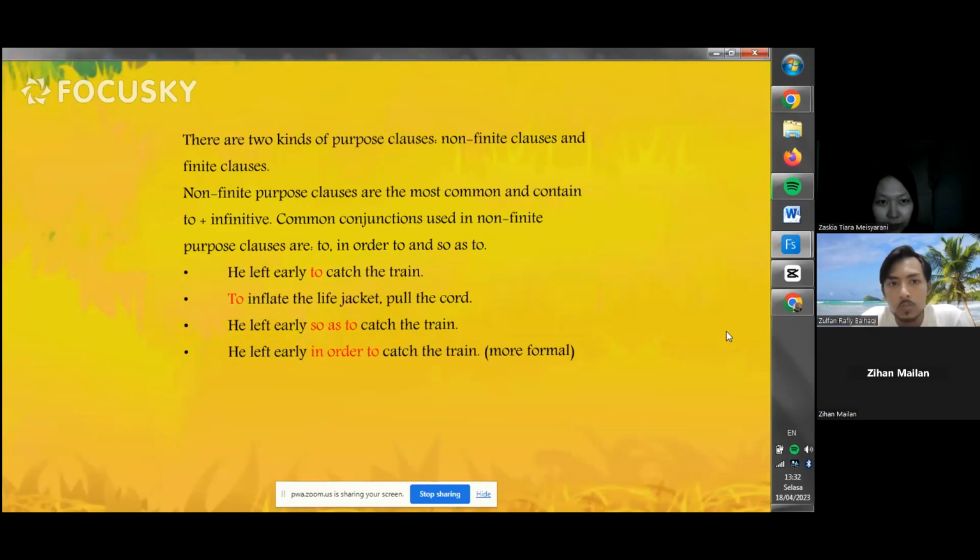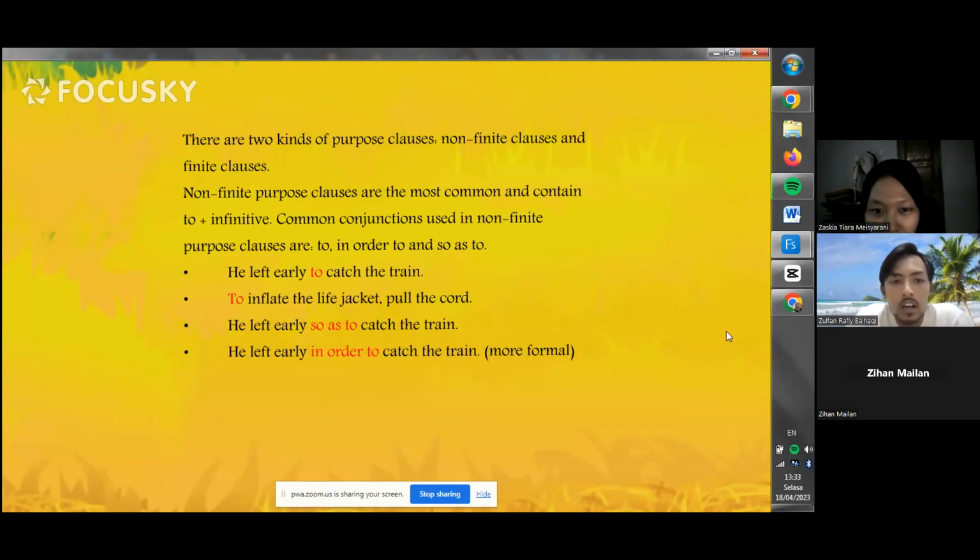There are two kinds of purpose clauses: non-finite clauses and finite clauses. Non-finite purpose clauses are the most common and contain to plus infinitive. Common conjunctions used in non-finite purpose clauses are to, in order to, and so as to. And there are four examples.